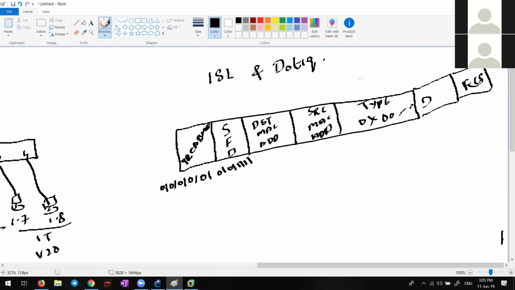But in a .1q tagged frame, the type will be not of IPv4. It will mention that it is using .1q. And then it will add 4 bytes of information. That is how .1q works.